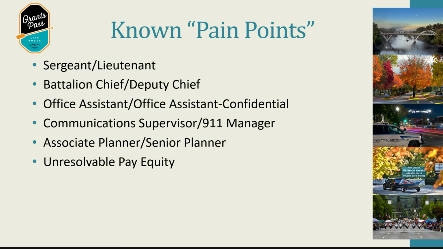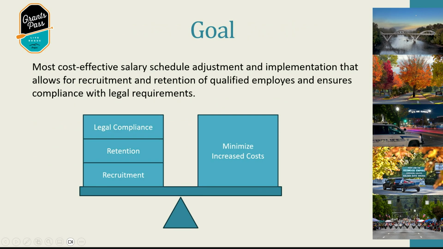Finally, we do have unresolvable pay equity issues. As noted before, we have 1 or more positions that have been grouped as comparable by Dr. McGrath, but on the current schedule, they are not grouped. They're on different pay bands. This results in 1 or more employees at step 10 with more experience than an employee in a comparable position, but that person in the comparable position, even at a lower step, makes more money because that employee is in a higher pay band. So we can't fix that within the current structure. Our goal, again, we want to balance the increased costs with legal compliance, recruitment, and retention.